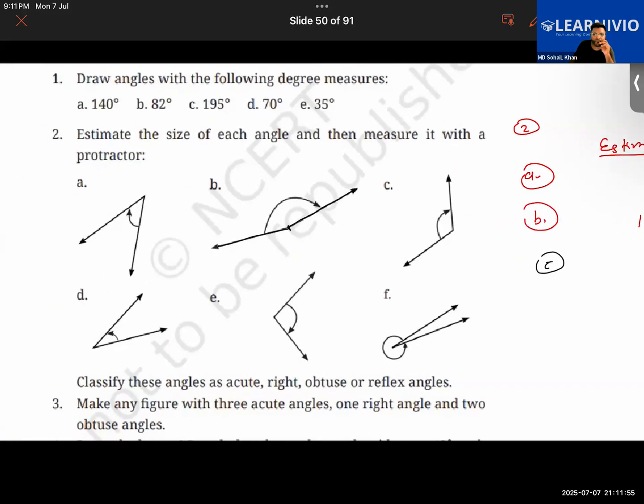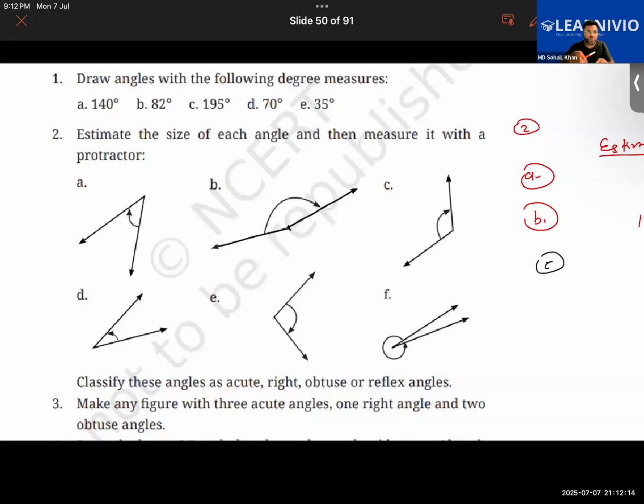The actual value. Sir, I'm getting 60 degrees. How can you be getting 60 degrees for this one? No, you're looking at the opposite side. See, basically the simple thing here is 120 degrees.